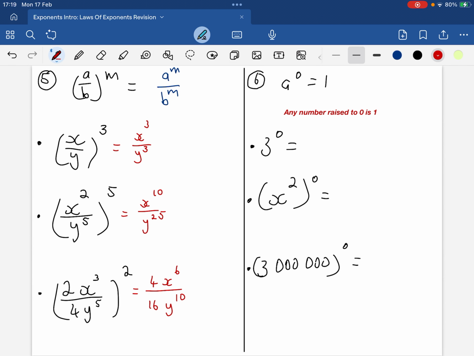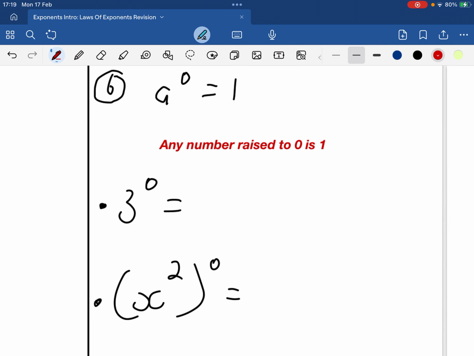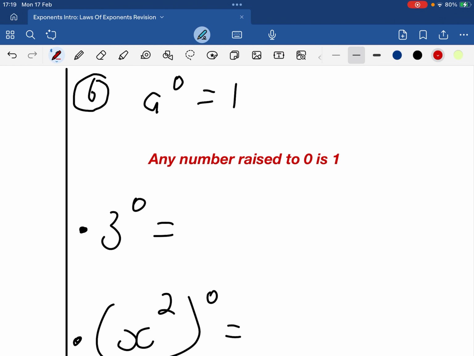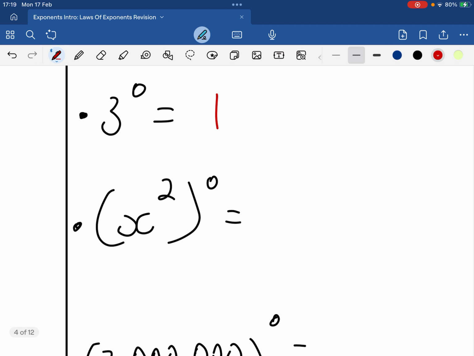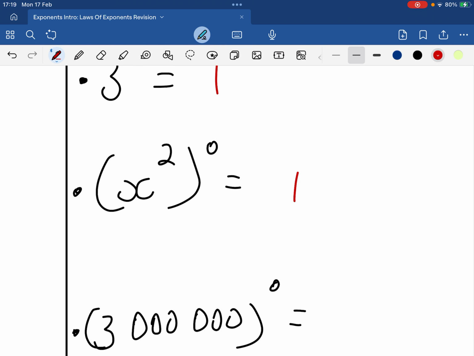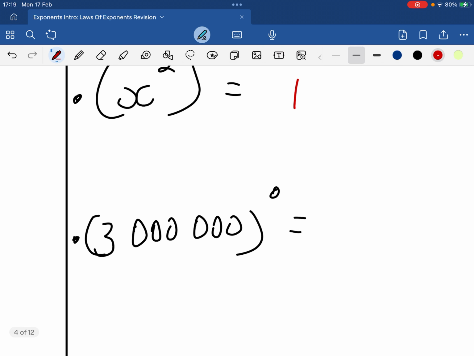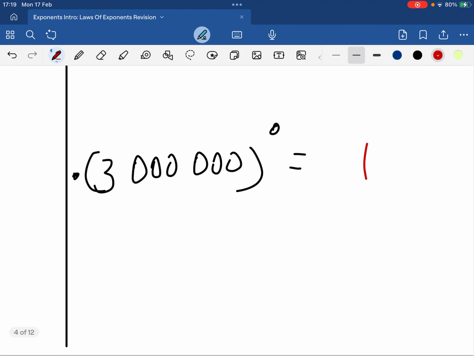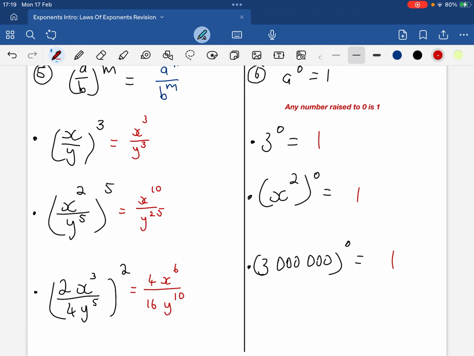Great. The last law that you have to know is that any number raised to the power of 0 gives us 1 as the answer. A to the power of 0 is 1. 3 to the power of 0 is 1. You can even try check that on your calculator. You'll find 1. X squared to the power of 0, 1. What about 3 million to the power of 0? 1. Any number raised to the power of 0 is 1. These are all the laws of exponents that you need to know.